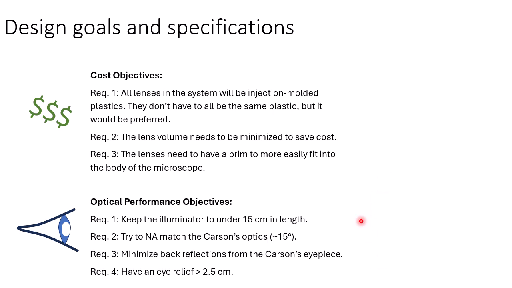And then I want to minimize back reflections from the Carson's eyepiece. It's a flat piece of what I'm assuming is acrylic. In our prototyping, we've seen that there's a lot of back reflection that muddles out anything that you can actually see coming from the microscope. What I want to do is use some kind of small stop, since the microscope already is producing an image at an angle. If we can put some kind of stop to minimize back reflections, I think that's going to be the easiest way to solve that problem. And then let's have an eye relief of greater than 2.5 centimeters, so we don't have to strain our eyes or be really close to the system to use it.